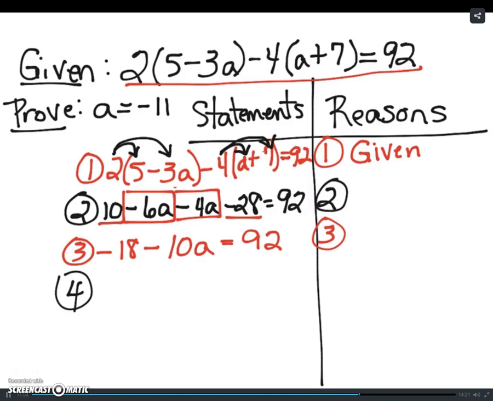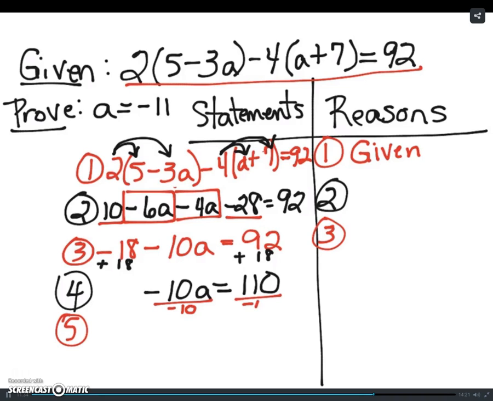And step 4 is going to be, we have to move this 18 over. So we're going to add 18 to both sides. Okay, and so that'll cancel here, so there will be no 18 left there, and we'll have negative 10a equals 110. And then for our next step, we're going to divide by negative 10 on both sides. And so when we do that, we get a equals negative 11.